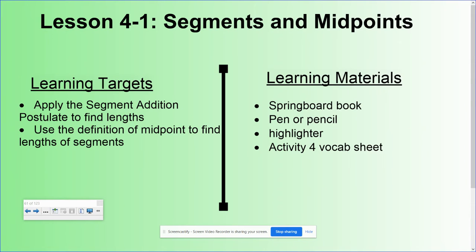Today we are in activity 4, lesson 4.1, segments and midpoints. So today we are going to apply the segment addition postulate to find lengths, and then use the definition of a midpoint to also find the length of segments. So make sure you have your book ready to go to take notes, something to write with, and your activity for vocab sheet, because we are having more and more vocab words today.